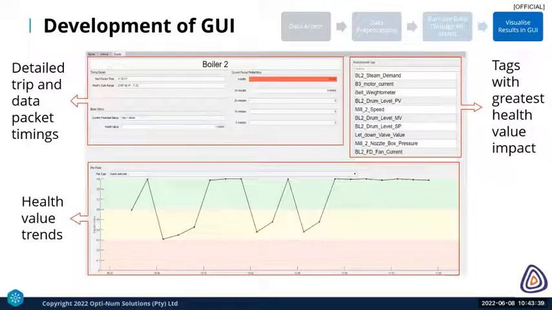In addition to that, as we all know, having this sort of algorithm is more useful if we have an idea of predictor importance, and which tags we're expecting to cause the next trip. That's exactly what this panel over here displayed. It displayed the top 10 contributing tags to this particular data point. And you could see that if it is trending downwards, most of that contribution is coming from one of these particular tags. By communicating that to the operator, we're able to do almost a root cause analysis.